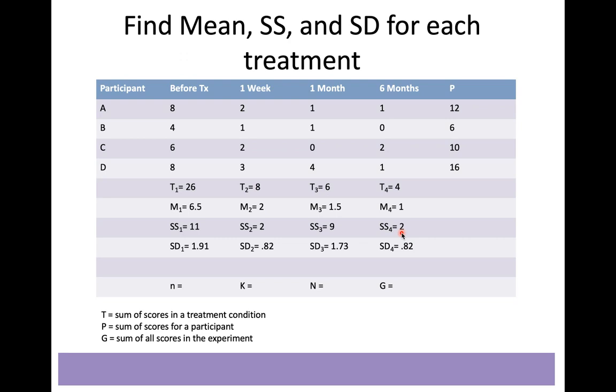Okay, so now that you have your sum of squares, it's just 2 quick steps to get your standard deviations for each group, right? You take the sum of squares, you divide by n minus 1, and then you take the square root. So 11 divided by 3, and then you take the square root. 2 divided by 3, take the square root. 9 divided by 3, take the square root. 2 divided by 3, take the square root. Gives you your standard deviations. Go ahead and do that. Hit pause and come back to me when you're done.